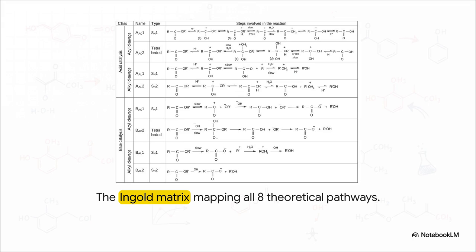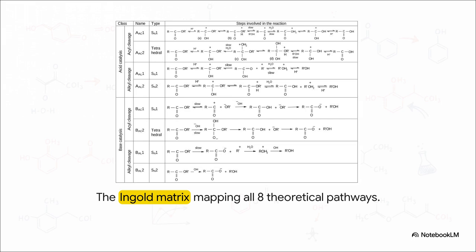Take a look at this master matrix from the source material. It elegantly maps out every single intermediate and slow step we've just talked about across both acid and base environments. Notice how the similarities line up horizontally by cleavage type, while the molecularity dictates the number of steps in the slow phase. It's like a giant puzzle fully assembled. This right here is your ultimate study guide.